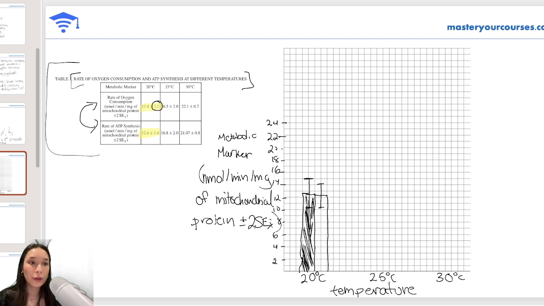So for 25 degrees, we've got 16.5 and then 16.8. So these are fairly close numbers. I don't know if they allow you different colors, but simply coloring in one or putting hatch marks in it would have been fine. So we've got 16.5. So this one over here should be around, make it a little lower. 16.5 should be around here.